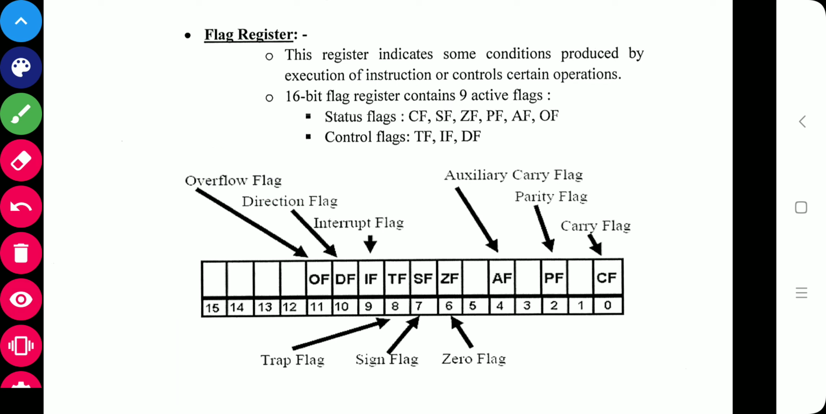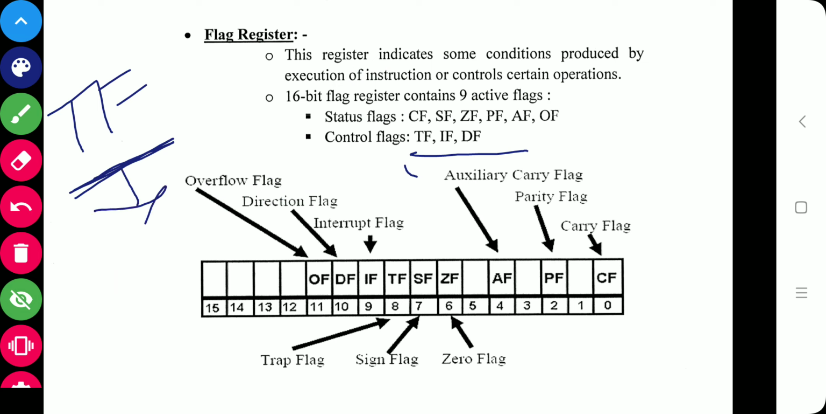Next, the control flags are the trap flag, interrupt flag, and direction flag. The trap flag is used for single stepping. So what is single stepping? Single stepping means execute one instruction, then check the contents of all the registers and memory locations.